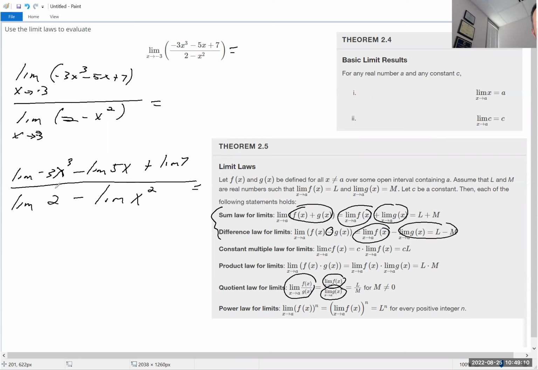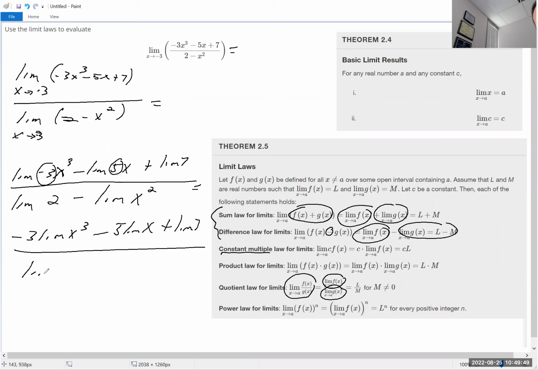All right, now let me bring out these coefficients. I'm going to need to bring those out. So now I'm going to use the constant multiple law of limits, and that's only in those two. So it's going to be -3 times the limit of x cubed minus 5 times the limit of x plus the limit of 7 as x approaches -3. Limit of 2 minus limit of x squared.